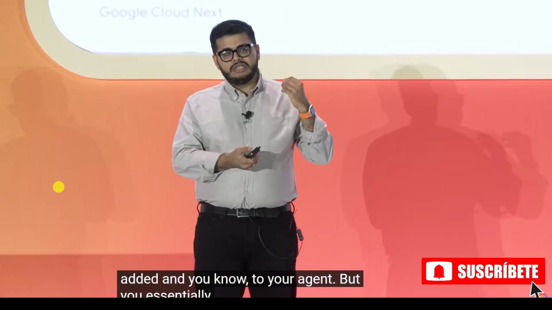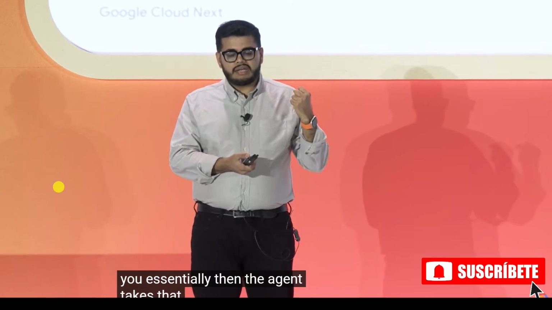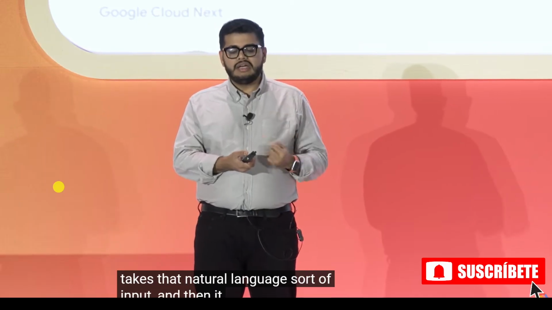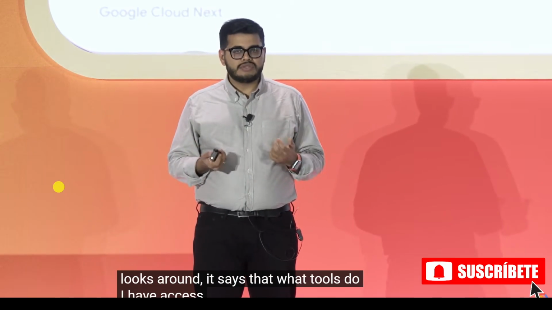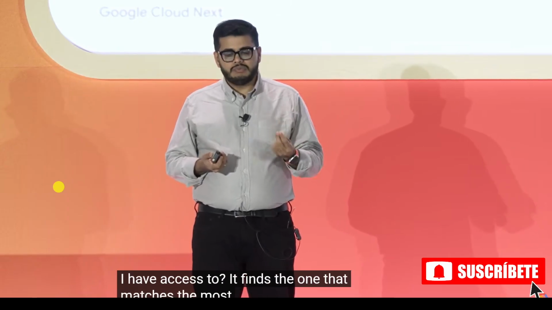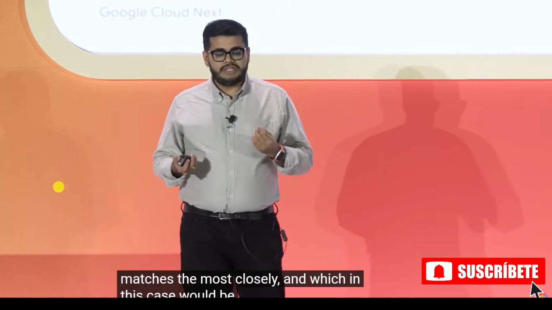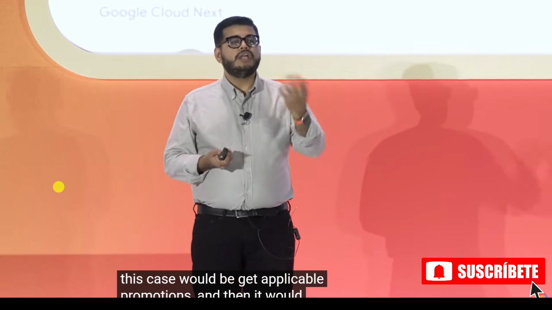Essentially, the agent takes that natural language input, looks around, and asks what tools do I have access to? It finds the one that matches most closely, which in this case would be get applicable promotions, and then it would invoke that tool.